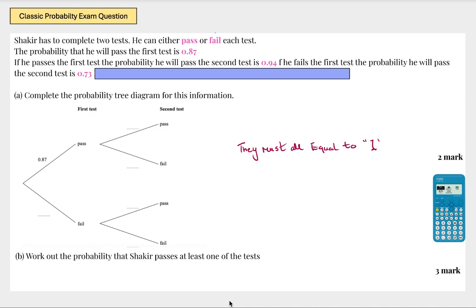Shakir has to complete 2 tests. He can either pass or fail each test. The probability that he will pass the first test is 0.87, and they've got that written down ready for you here.